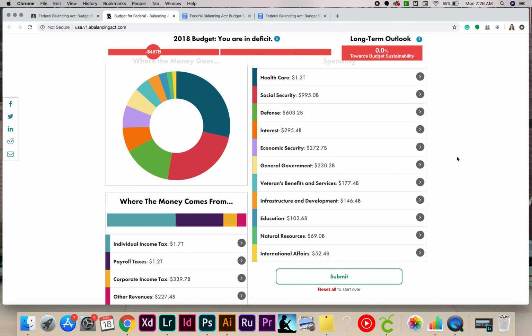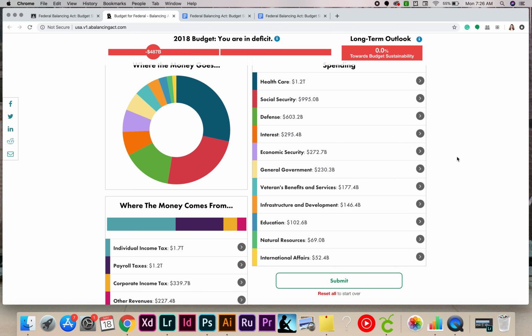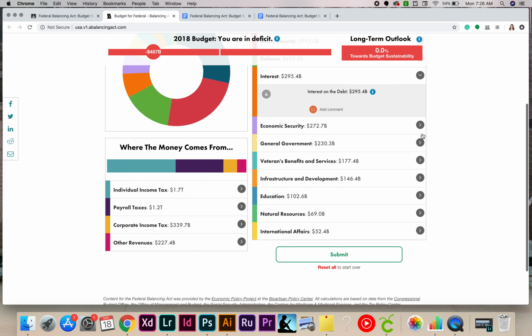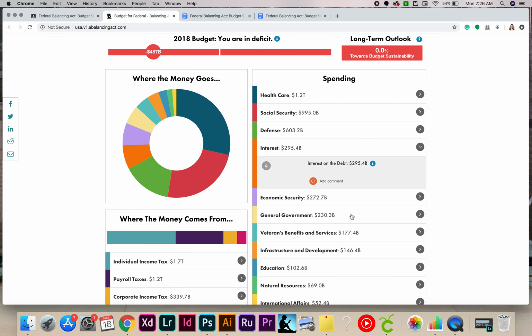Fun fact, so if we remember, what is an uncontrollable? What is something that we can't control, that we always have to spend money on in our budget? And that is our interest. And so when you go over here to look at this stuff, you'll see that the interest is set. So again, it's locked. Interest is an uncontrollable. That is an amount of money that we always have to spend.